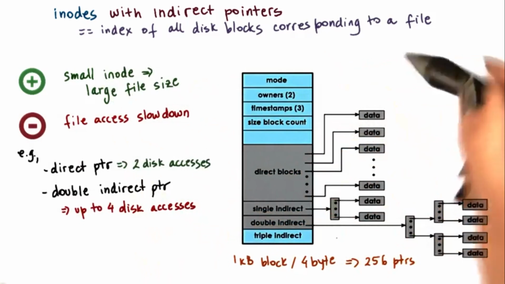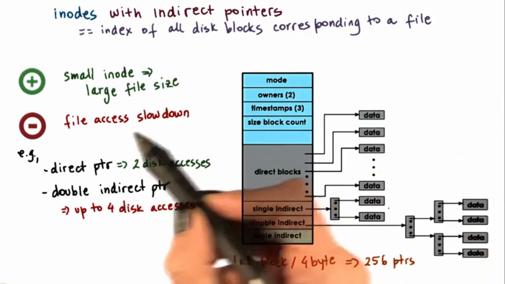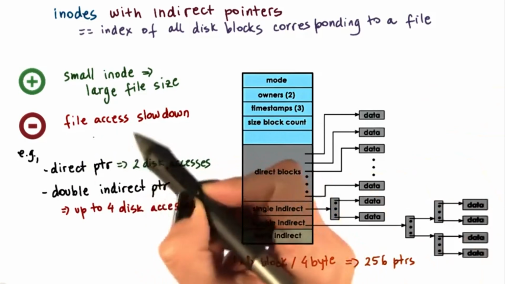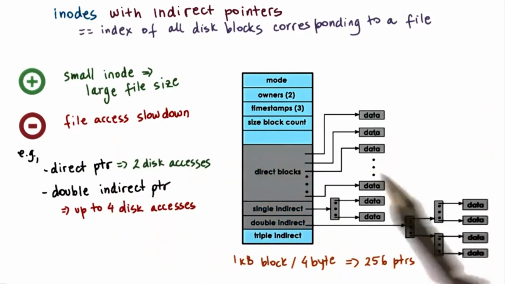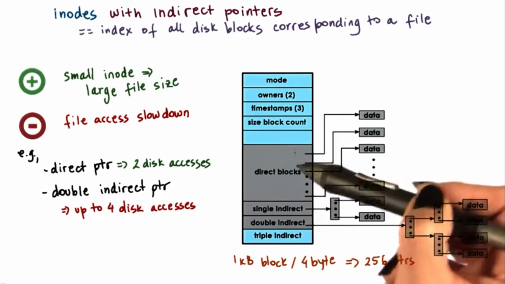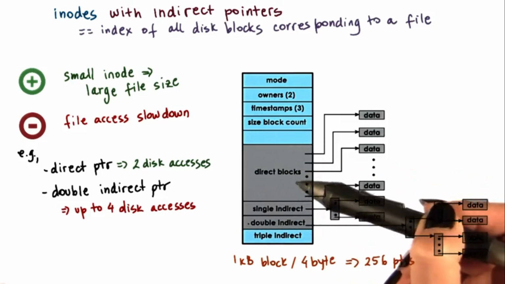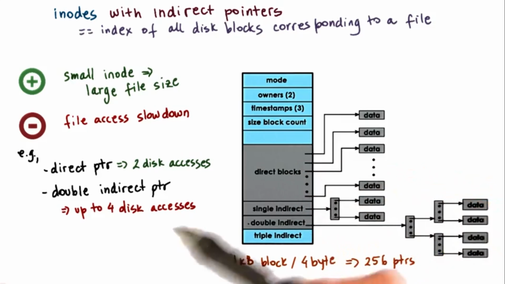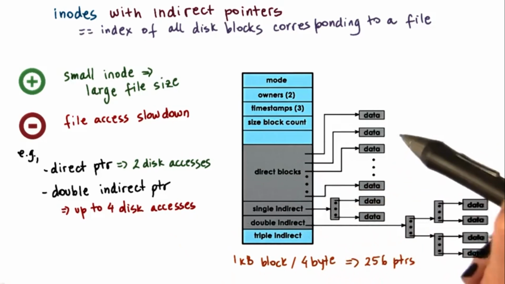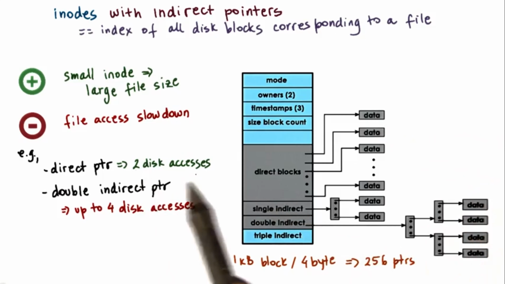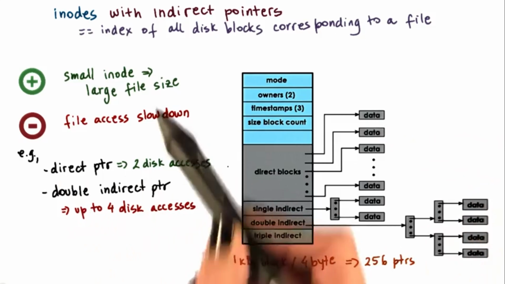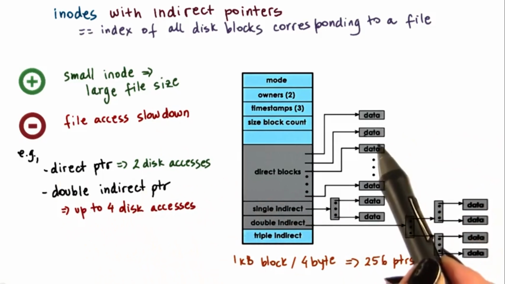The downside is that this has an implication on slowing down the file access. With direct pointers, when we need to perform an access to a portion of the file, we need to first access the inode itself, and that may be stored somewhere on disk. And then we will find out what is the pointer to a particular data block, and we will access the data block. So we may end up performing 2 disk accesses per file access, and that's at most.